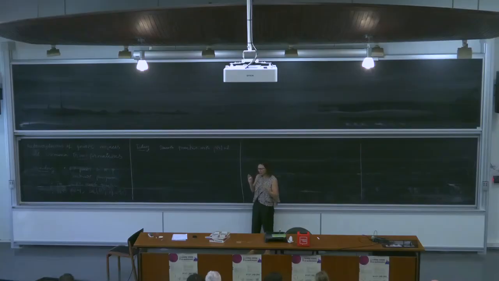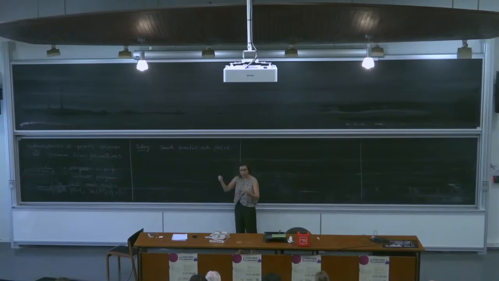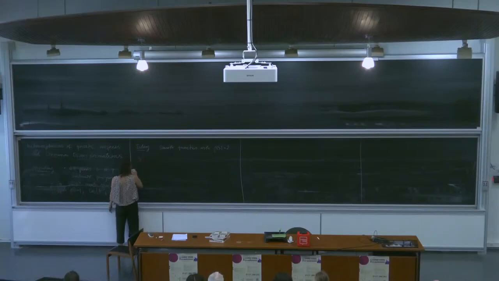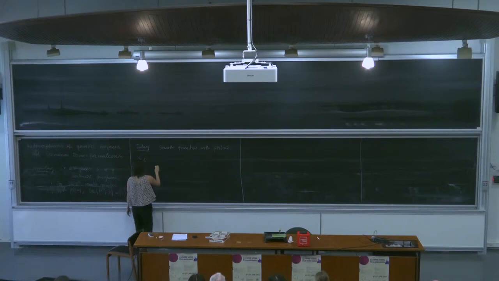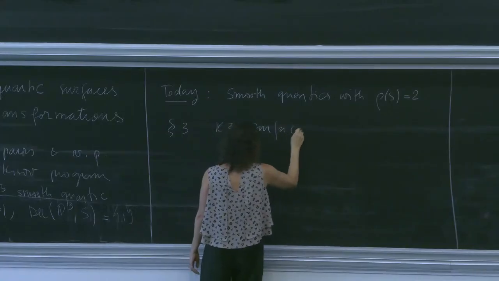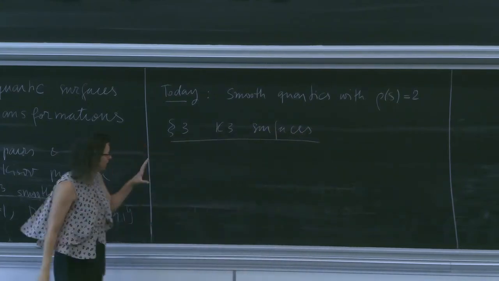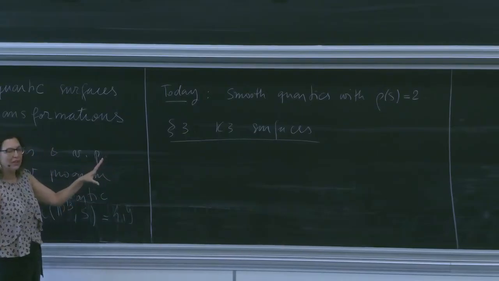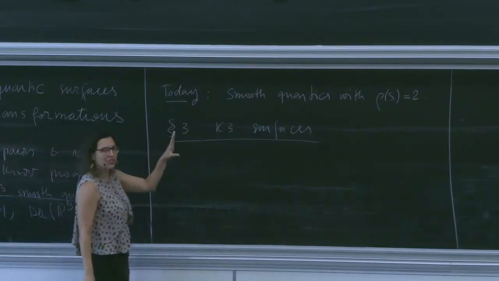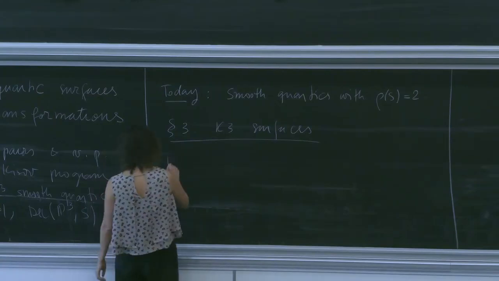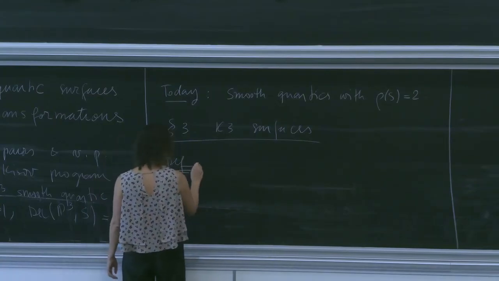So as I said, the first thing that we have to do is to understand the automorphism group of a quartic with a Picard rank 2. So this is, okay, maybe section 3. Which is K3 surfaces. So this is just a review, or we'll introduce some of the main results about K3 surfaces that we need in order to understand this automorphism group. So let me start by recalling the definition of a K3 surface.